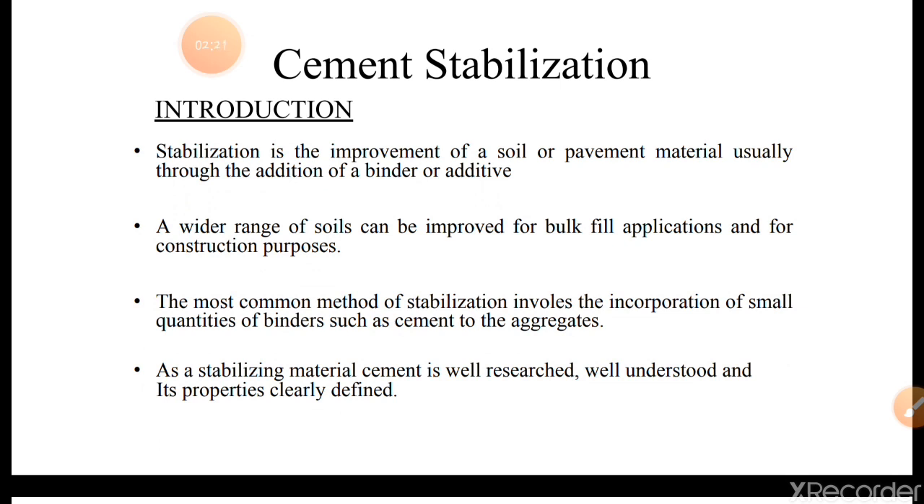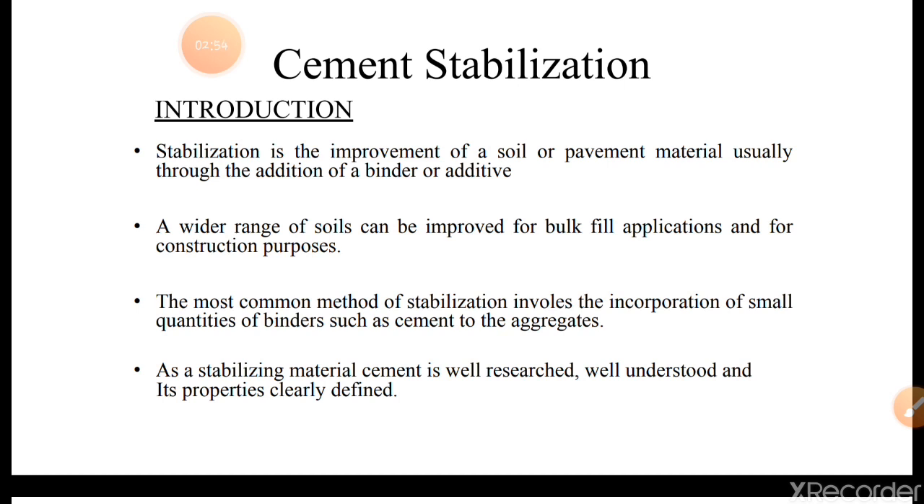Out of which cement is the most widely used chemical for the soil, because it is available in plenty, and we already know the properties of cement because we use it for various constructions, and it acts like a binding agent. Since we know the property of the cement, it is easy to use in soil so that we can improve the strength of the soil. Let us begin with the introduction.